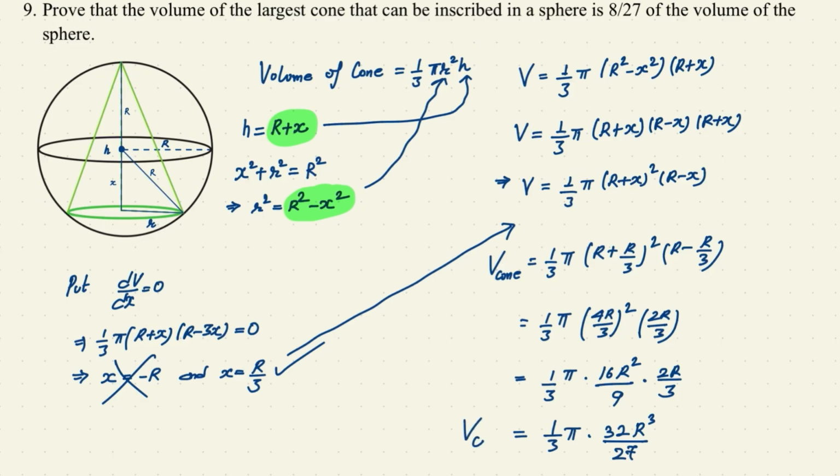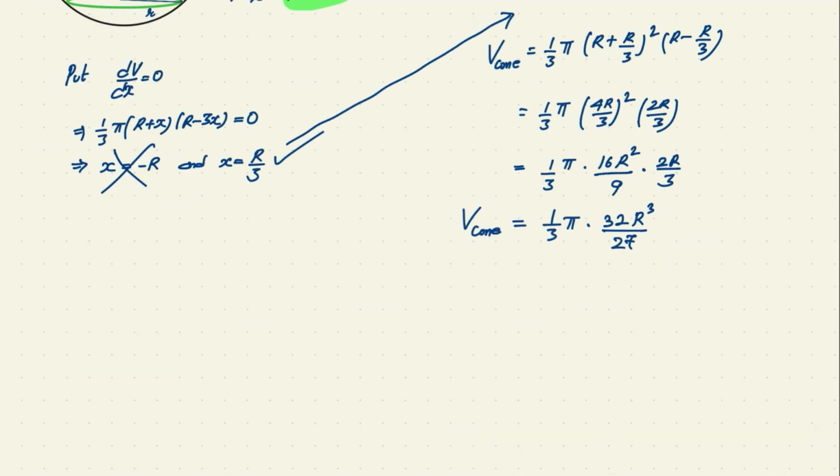Now this is the volume of the cone, and we have to show that this volume, which is maximum, is 8/27 of the volume of the sphere. For that we should know the volume of the sphere also. We know that the volume of a sphere is given by (4/3)πr³, and since the radius of the sphere was r, it will be like this.